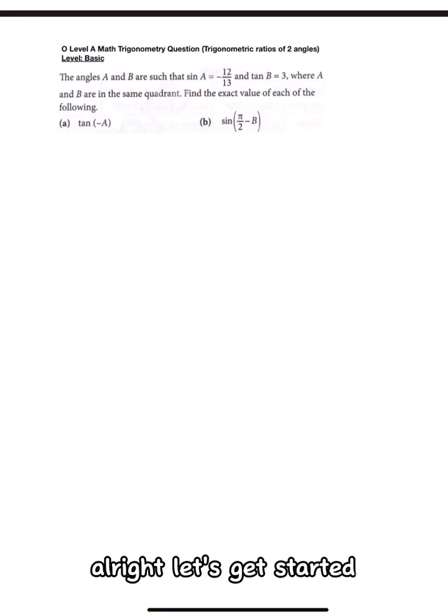Alright, let's get started. The angles A and B are such that sine A equals negative 12 over 13 and tangent B equals 3, where A and B are in the same quadrant. Find the exact value of each of the following.